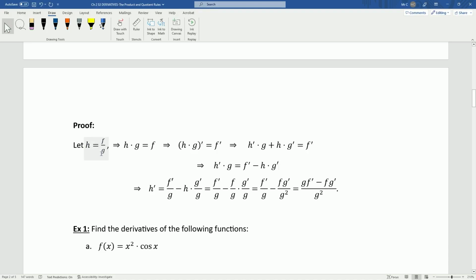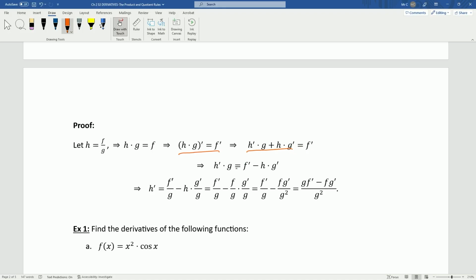h equals f over g. So here we're looking at a quotient function, and what we want to find is h prime. So what we're going to do is take this f over g, and we're going to multiply the g across, and we get h times g equals f. So now we're taking the derivative of both sides of that equation, and we apply the product rule on the left. So the derivative of h times g equals h prime times g plus h times g prime.